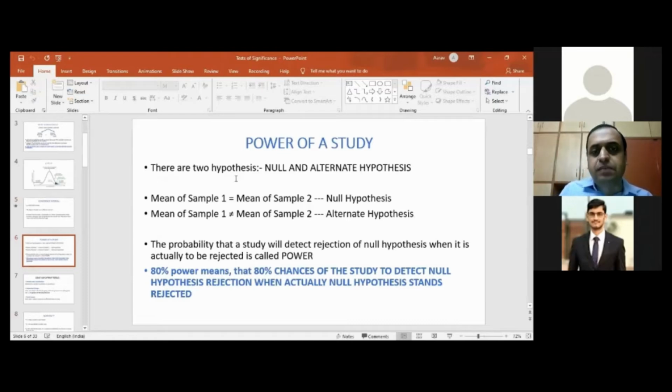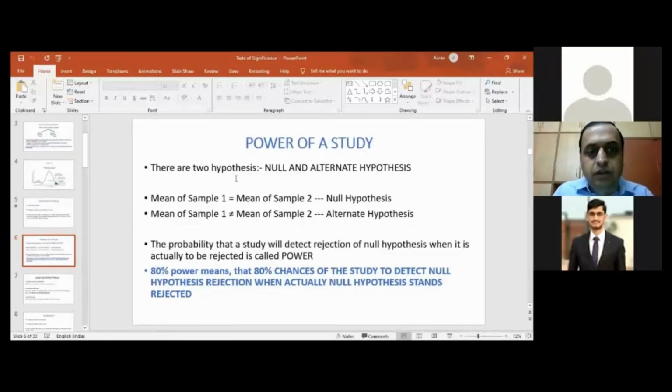Coming to the next aspect, which is power of a study. Now there are two hypotheses. We all know these two hypotheses are the null and alternate hypothesis. So if we have a null hypothesis, it means the mean of sample 1 is equal to the mean of sample 2. Then there is an alternate hypothesis which says no, the mean of sample 1 is not the same as the mean of sample 2. Now we are not committing here whether the mean of sample 1 is more than sample 2 or less than sample 2. We are just saying it is different.